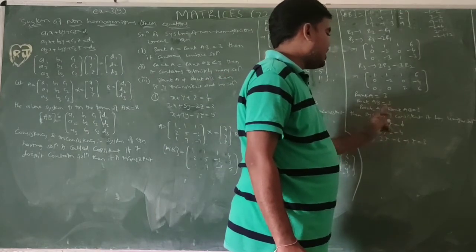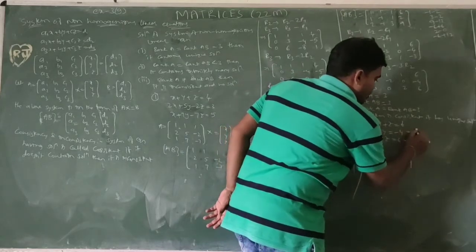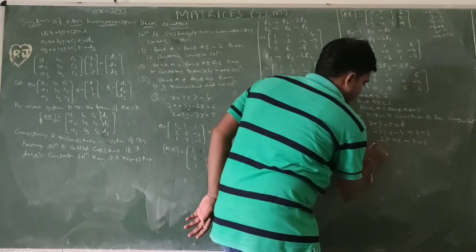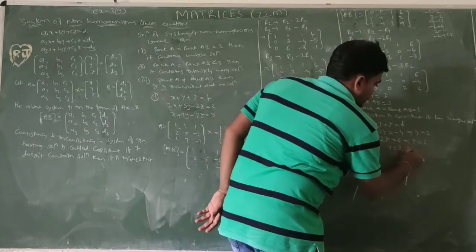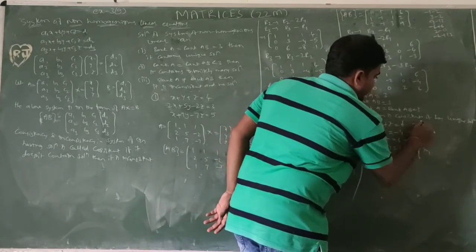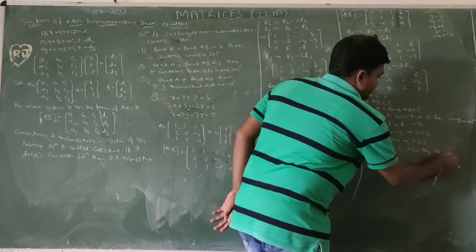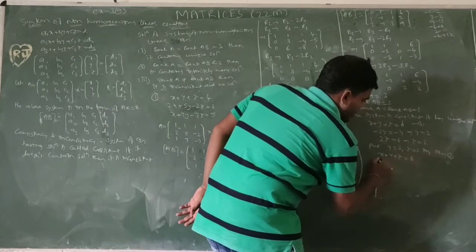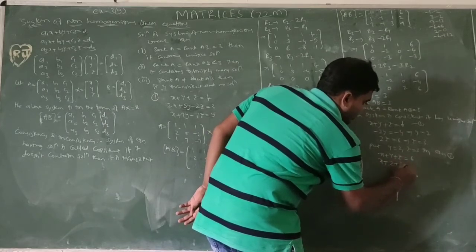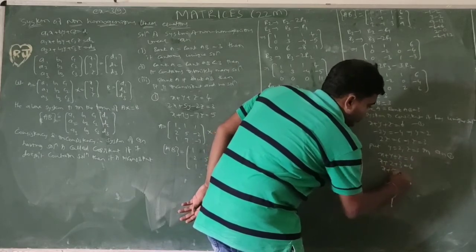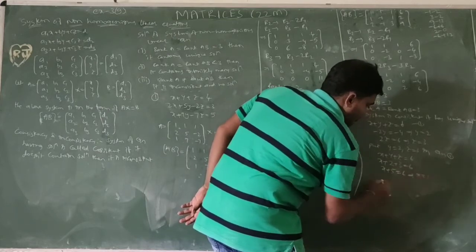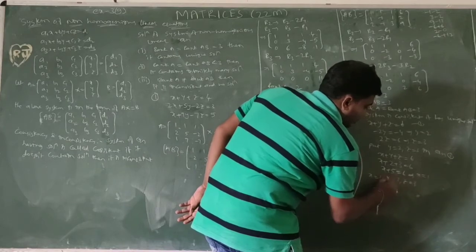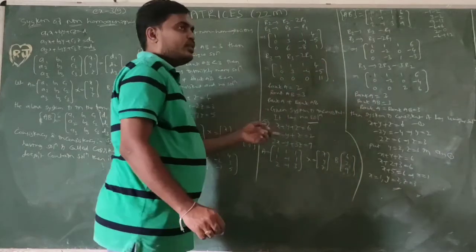But here, this is directly the y equation: y equals minus 4 by minus 2. So put y equal to 2, z equal to 3 in the first equation. x plus y plus z equals 6, x plus 2 plus 3 equals 6, so x equals 1. x equals 1, y equals 2, z equals 3. So this is the only solution, a unique solution.